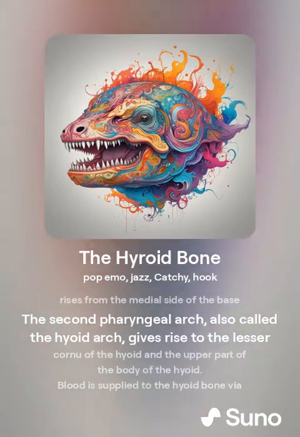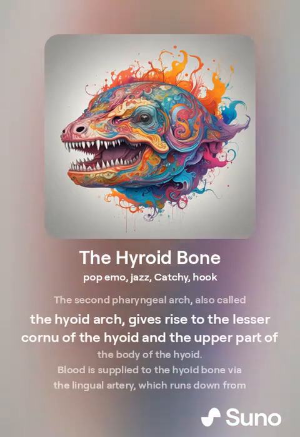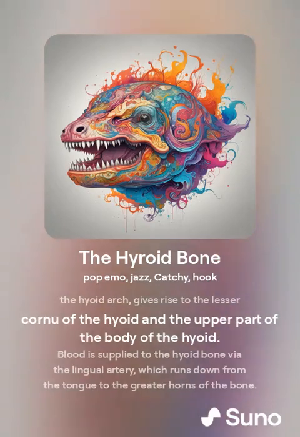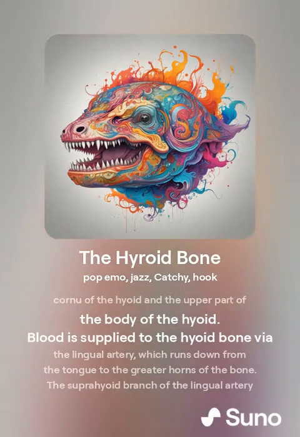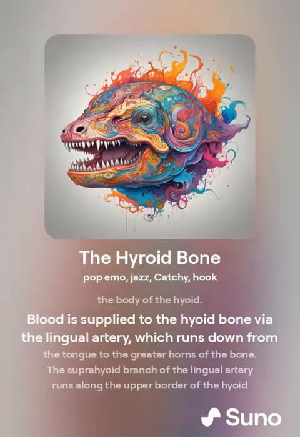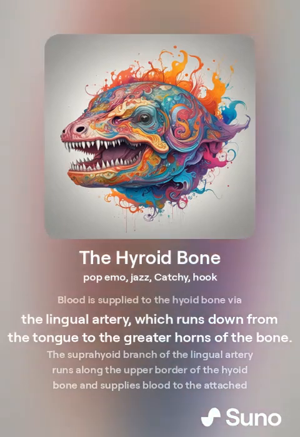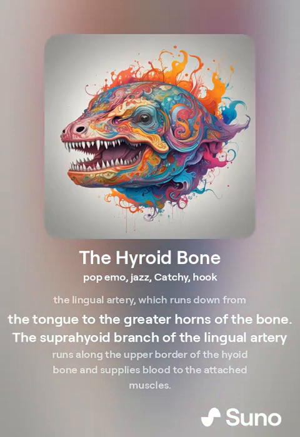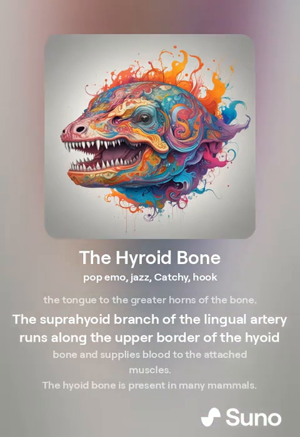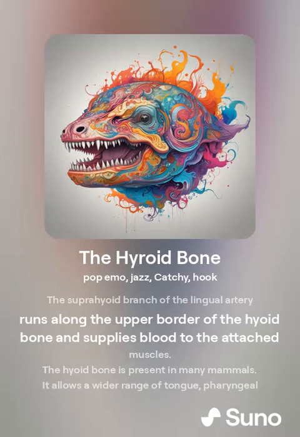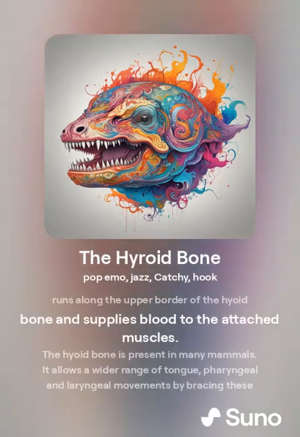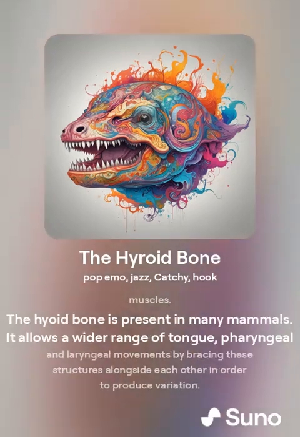The second pharyngeal arch, also called the hyoid arch, gives rise to the lesser cornu of the hyoid and the upper part of the body of the hyoid. Blood is supplied to the hyoid bone via the lingual artery, which runs down from the tongue to the greater horns of the bone. The suprahyoid branch of the lingual artery runs along the upper border of the hyoid bone and supplies blood to the attached muscles.